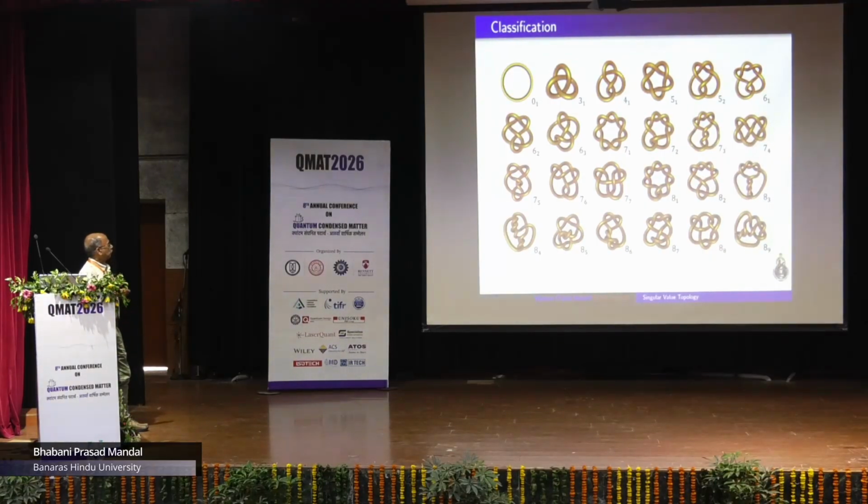classification, depending on how many crossings you have. For example, if you have 0 crossing, there is only one type. If you have 3 crossings, only one type of knot is there. On the other hand, if you have 5 crossings, there will be 2 different independent knots, and in this way there are more than 35 crore knots known today.